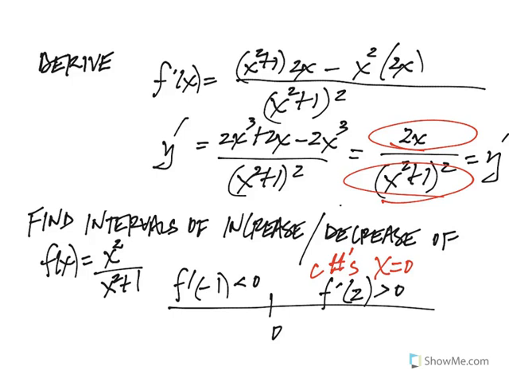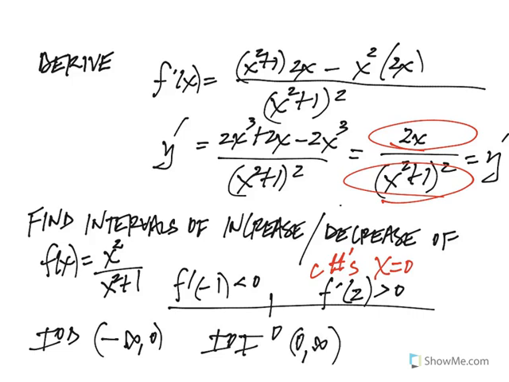That's greater than 0. So my interval of decrease goes from negative infinity to 0. My interval of increase then goes from 0 to infinity. The boundary points are not included.